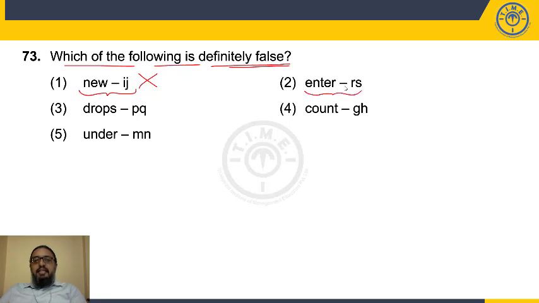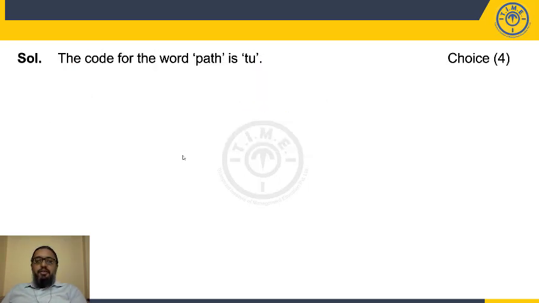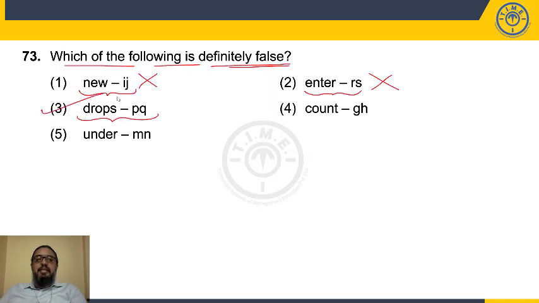Now second option is enter and RS. Yeah, this again, just now we discussed. Again, you cannot say it as 100% false. The next we have drops PQ. So drops PQ. Now see, can I say that as 100% false? Yes, because I know for a fact that AB is the code for drops. So you can say that this definitely is my answer because it is definitely false. And you need not check the remaining because there is no more than one of the above.